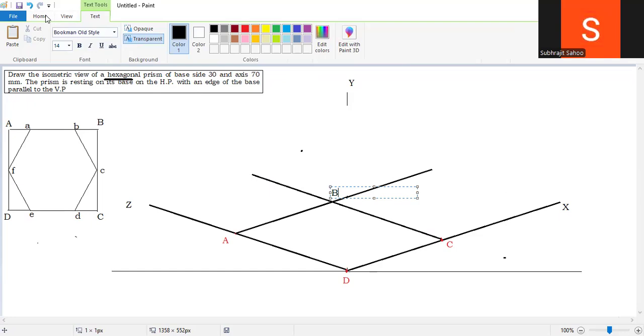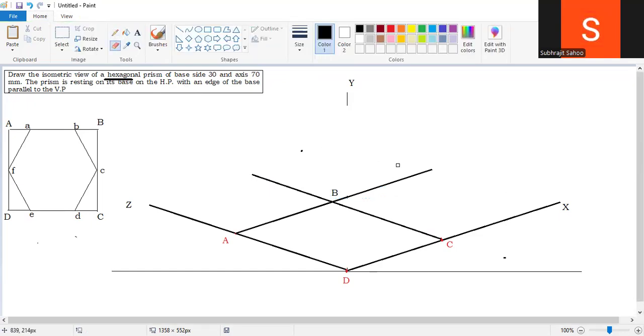Sir, you may erase all this extra line. Not required at all. Extra line will create a lot of confusion in the diagram. So my suggestion is don't put any extra line. Go for light line always first. Right? So over.